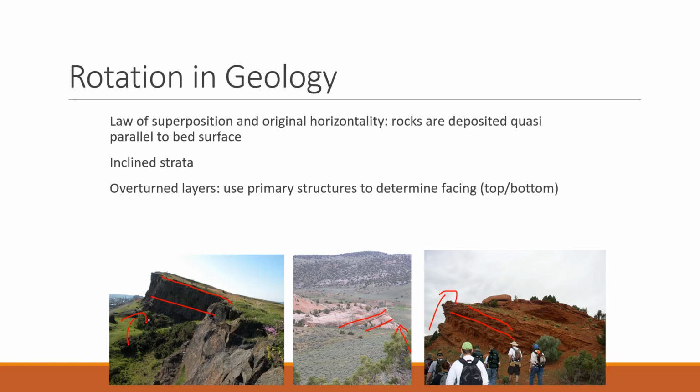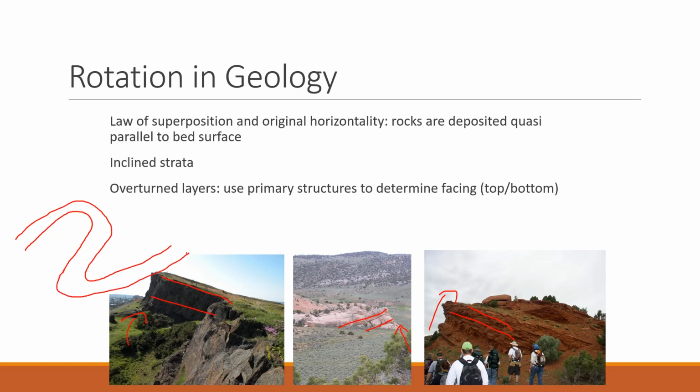When we are looking at rotated layers, sometimes we actually have things that are called overturned layers. To determine if something has been overturned, we have to use some of the indicators within those layers themselves to see, are we still looking at the original top and bottom? We call that the facing. So is this the original top of the layer, or is the thing that's on top actually the original bottom? So what can happen is we can actually have layers that do this.